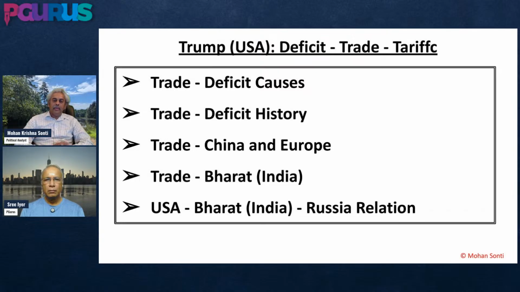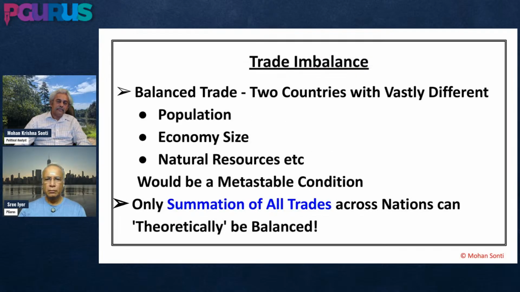The first one is going to be about the causes and why they have this kind of a deficit, lessons that all the other countries can learn. And third is going to be about the trade between China, Europe, and the US. And the fourth is going to be the trade with Bharat, also known as India. And the fifth segment is going to be the US-Bharat-Russia relation. All right, so we're going to cover these 5 segments.